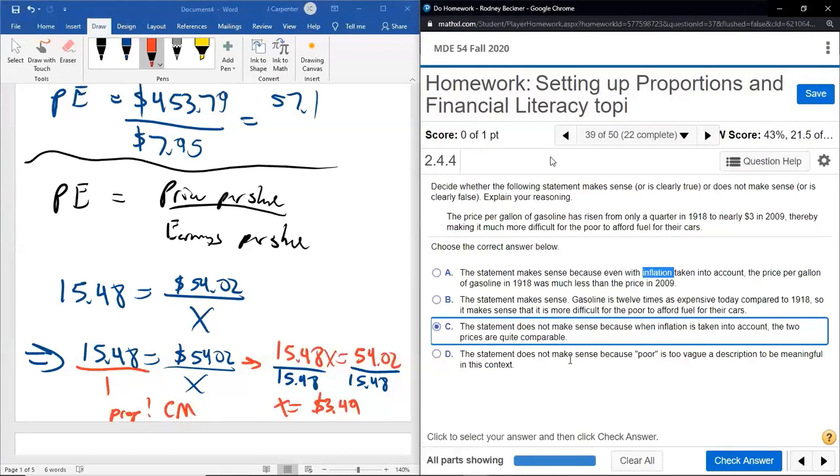Next up, the statement does not make sense because poor is too vague a description to be meaningful in this context. A lot of people might want to say D for argument's sake, but it's definitely not. Let's see if it's C.